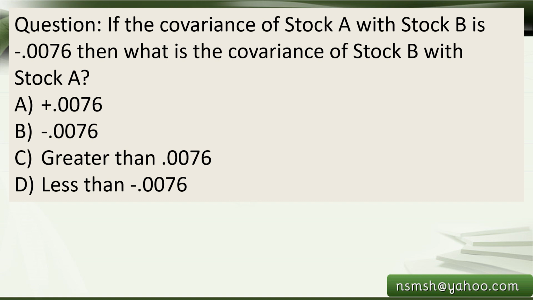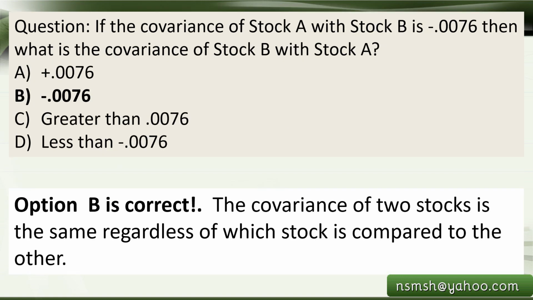So there is a relationship between stock A and stock B. If the stock A with stock B relationship is given, what will be stock B's relationship with stock A? The answer is either it will be minus, or it will be plus, or it will be the same, or greater than, or less than. Option B is correct because the covariance of two stocks is the same regardless of which stock is compared to the other. So try to understand this point very well, and it will be a very easy question.